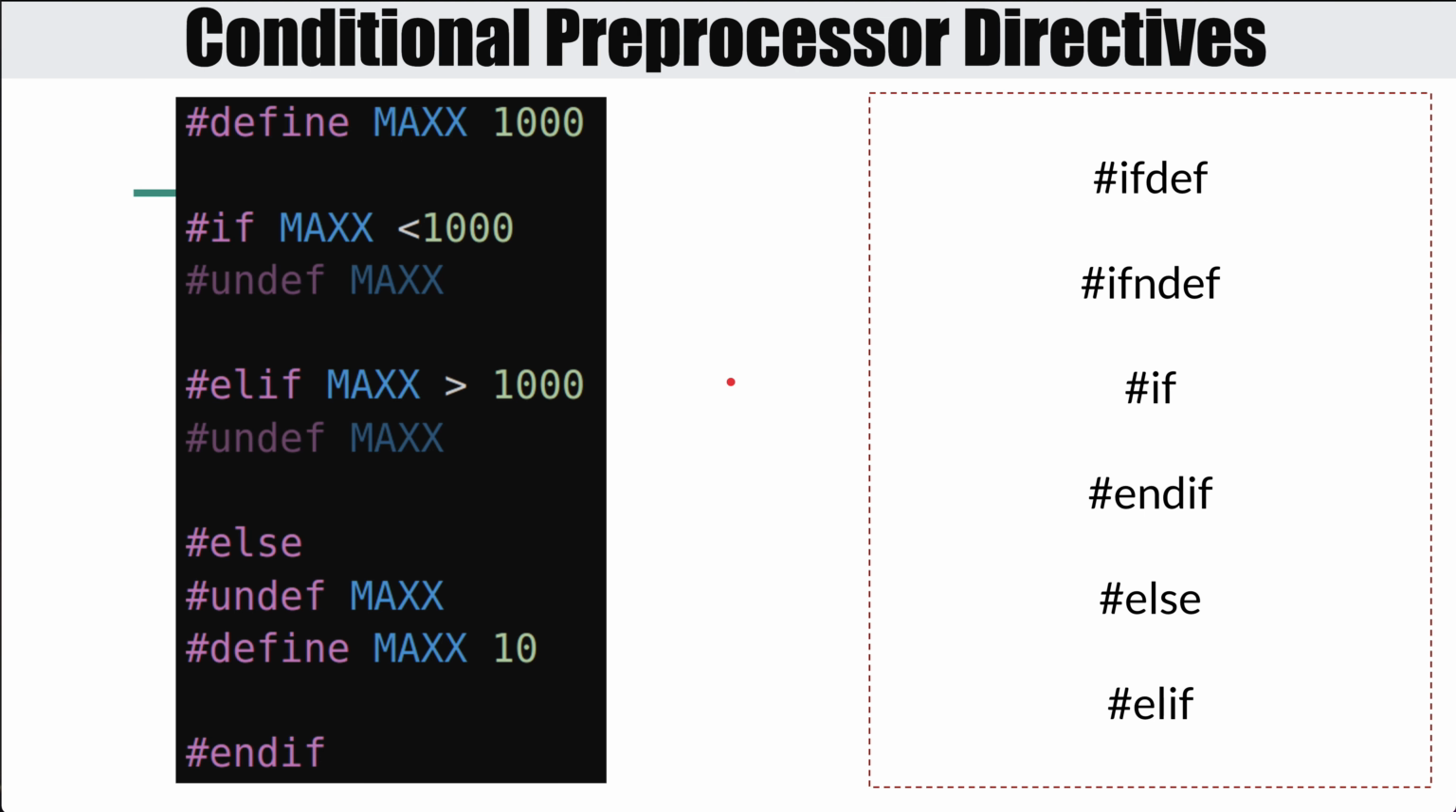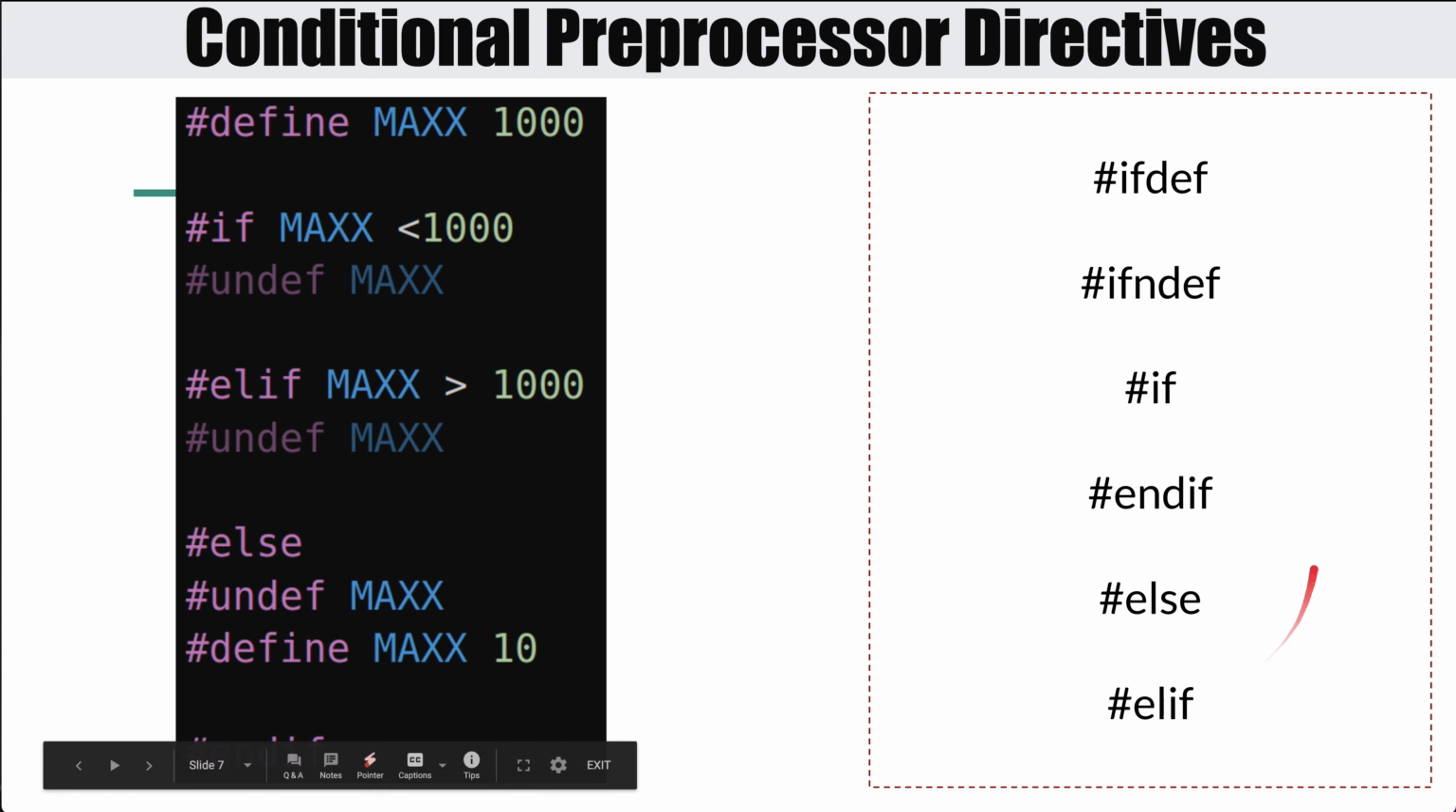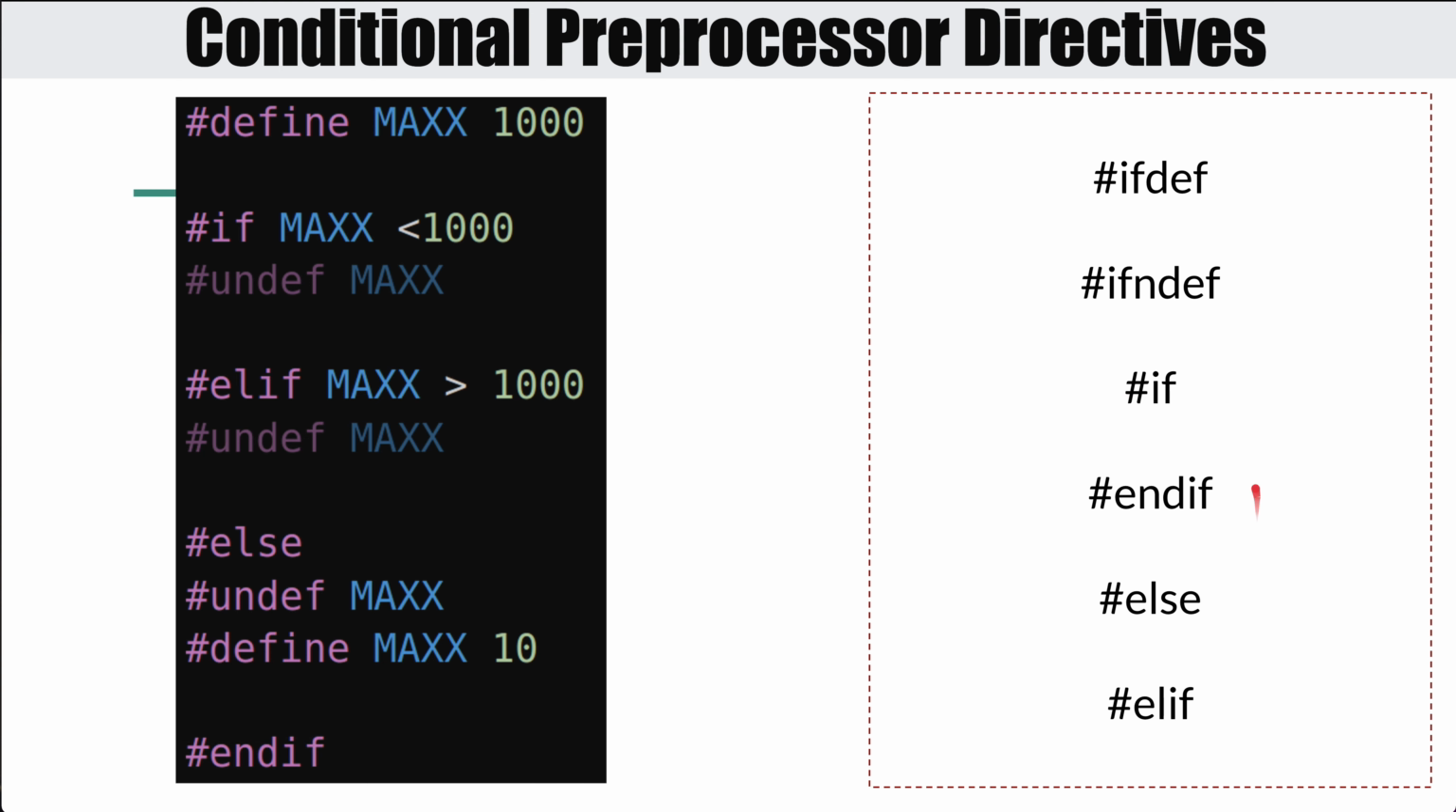So there's a lot more to the preprocessor. We have all these conditional preprocessors, and they're all close to self-explanatory. For starters, this gives us an if statement. This will end an if statement. If you notice, there are no semicolons, and there are no braces to tell you when an if statement starts and finishes.